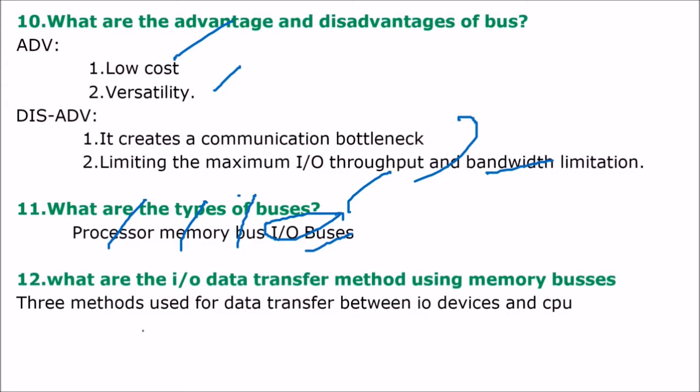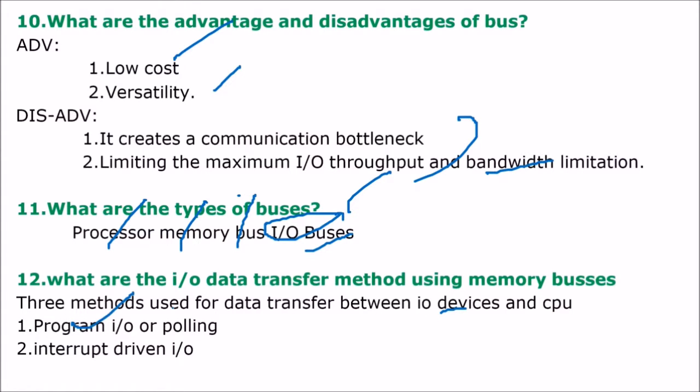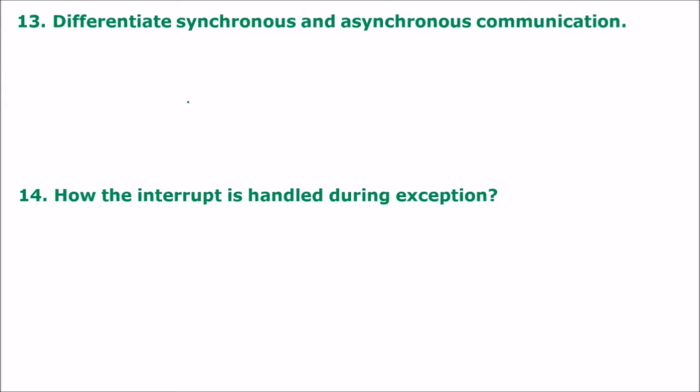What are the input-output data transfer methods using memory buses? There are three methods used for data transfer between I/O devices and the CPU: program I/O or polling, and interrupt-driven input-output. Direct memory access is also one type of data transfer using memory buses.